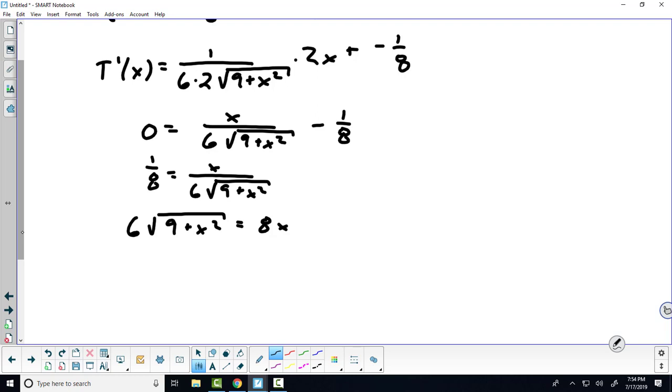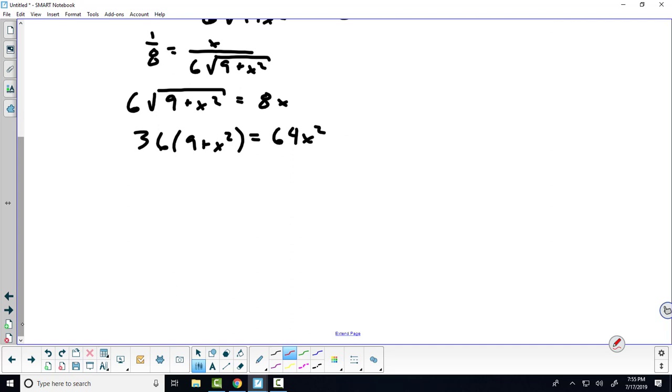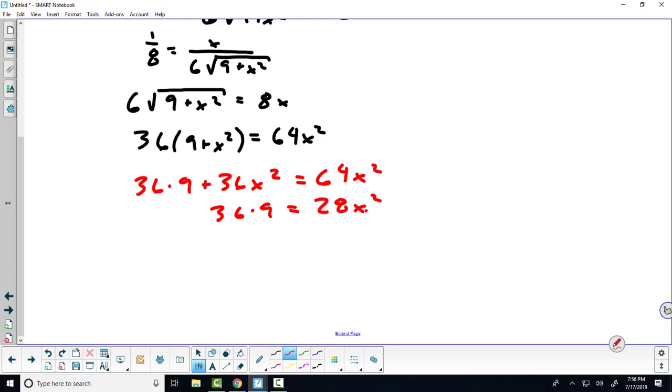Squaring both sides of the equation gives me 36 times 9 plus x squared is equal to 64x squared. So let's see here. This gives us the parabola, a messy one. 36 times 9 plus 36x squared is equal to 64x squared. So this gives me 36 times 9 is equal to, subtracting over 36, 28x squared. Is that right, folks? Okay. So then we get that x squared is equal to 36 times 9 over 28.